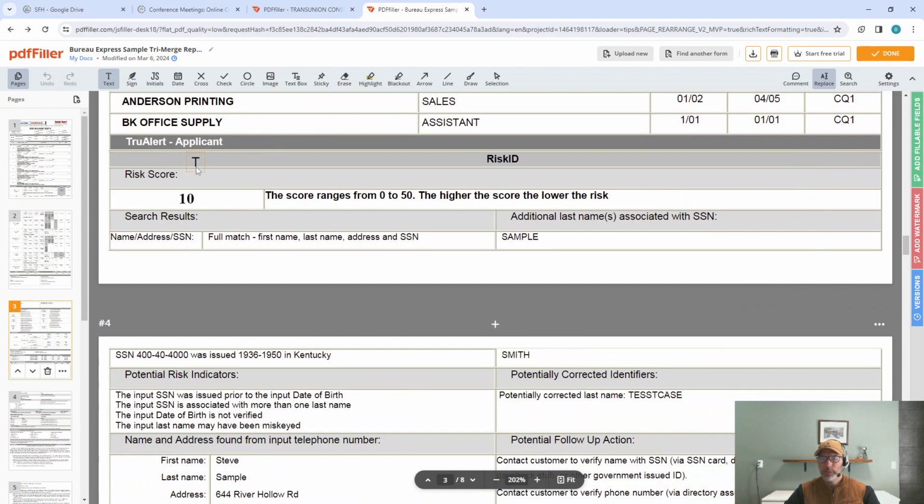And then this one gives you a little bit of information on the risk score. This talks about the range being 0 to 50, and the higher the score, the lower the risk. So this person being a 10 out of 50, the lower the score, the higher the risk. They would be considered a very high risk individual.